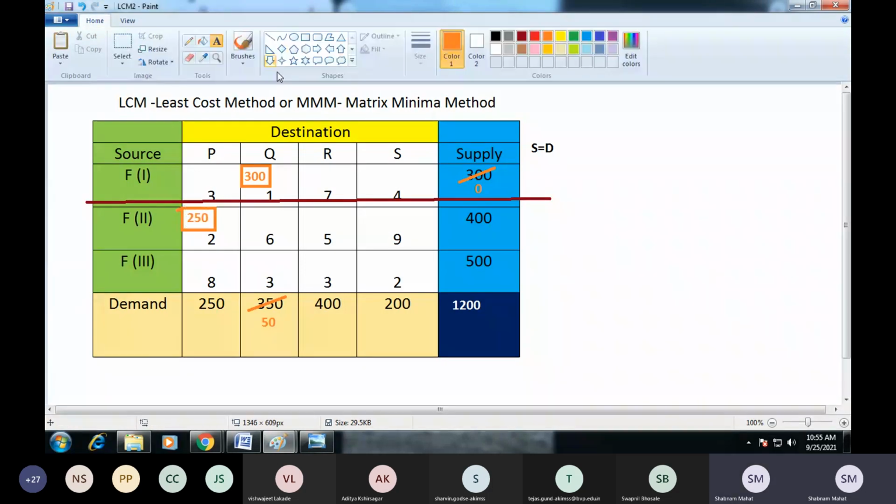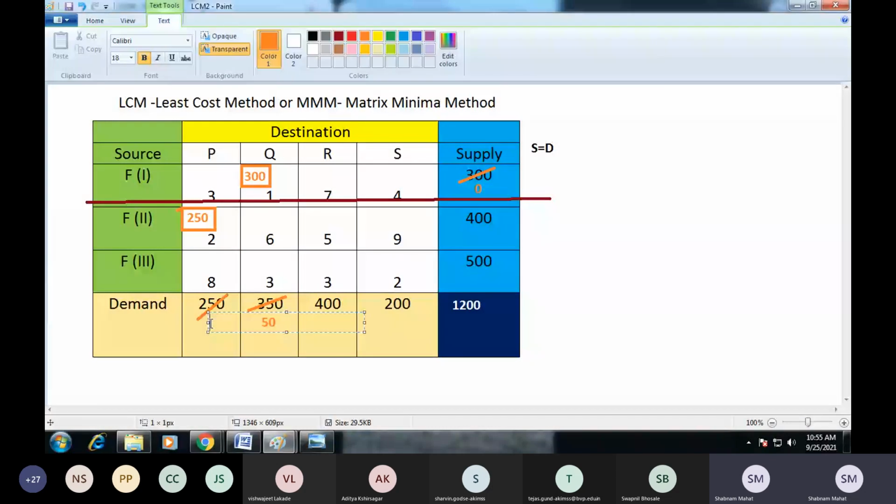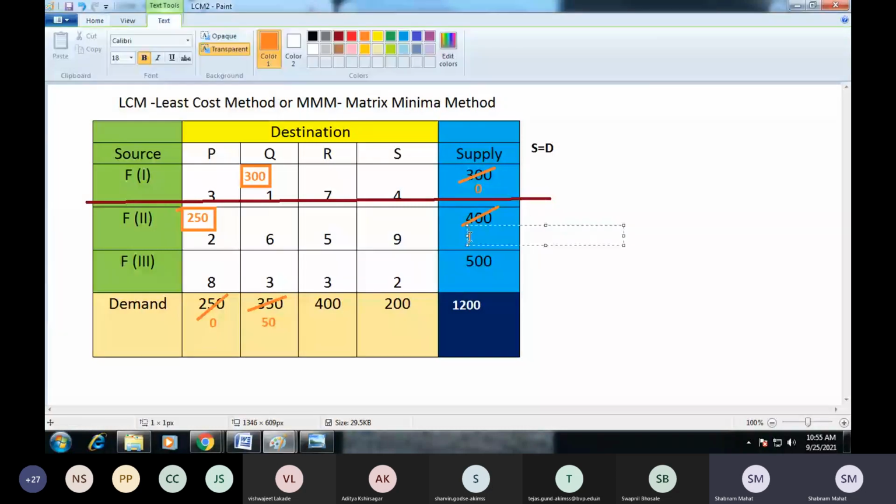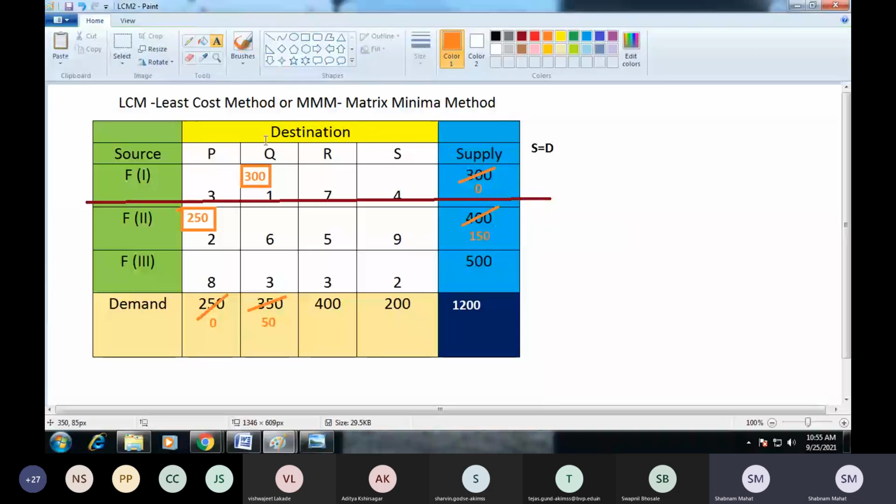When I fulfill the demand of 250 units, then it has to be cancelled. So out of 400 supply, I provide 250 supply, so the remaining value is 150 units. Now check that the demand for my warehouse P is fulfilled. So I cancel that warehouse, or destination, from my calculation.